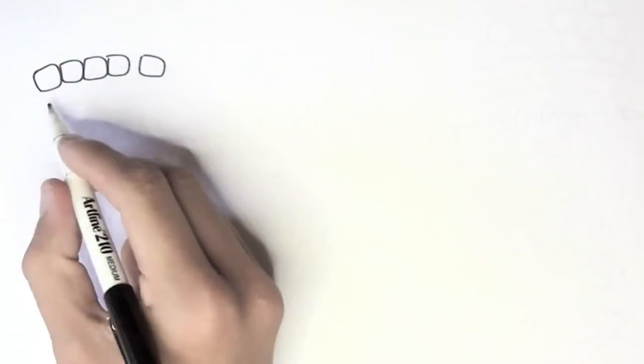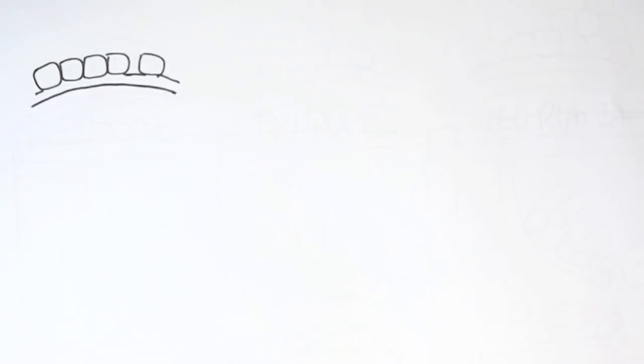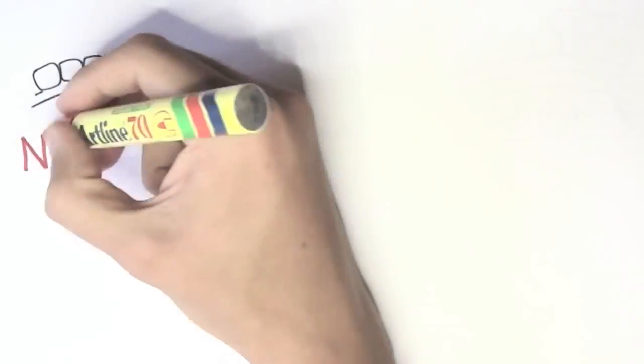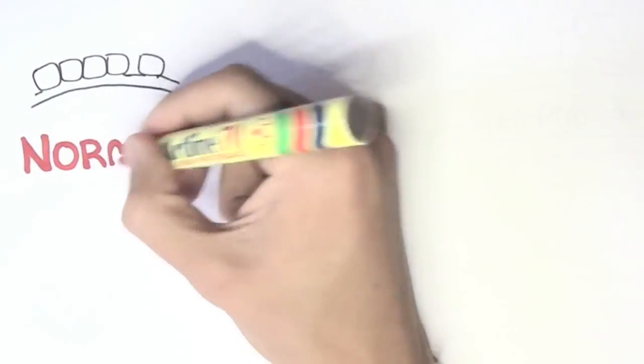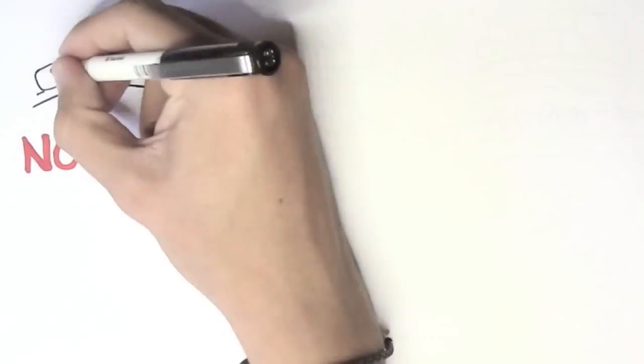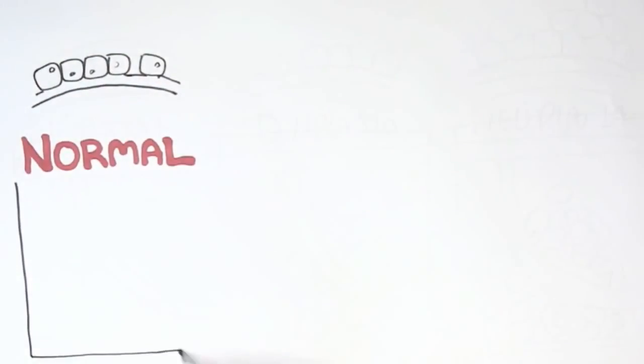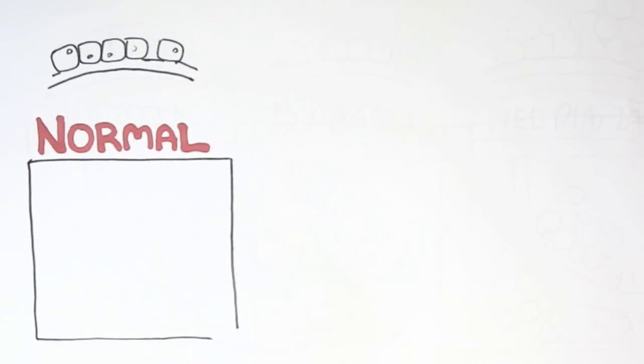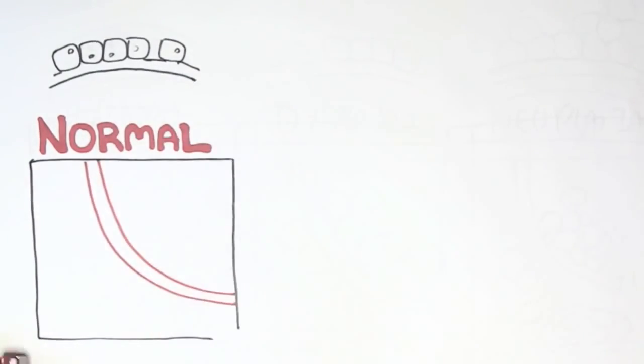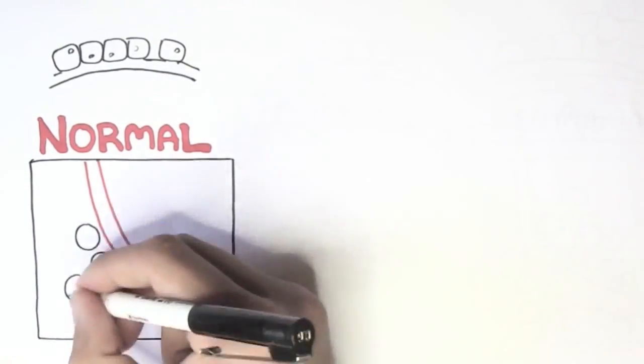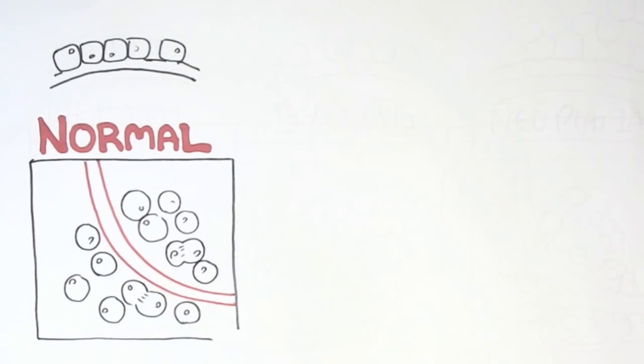So here we have a layer of cells in a particular tissue. It can be from the prostate, the breast, for example. And this is normal. These are healthy cells. And let's look at it from a different view, from a bird's eye view. So here we have the cells, and they are dividing in a controlled manner. And of course, the cells have a blood supply.